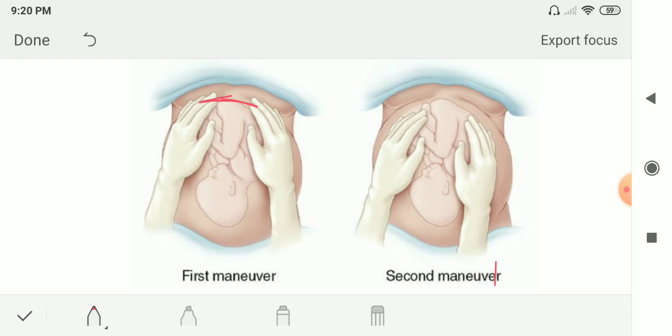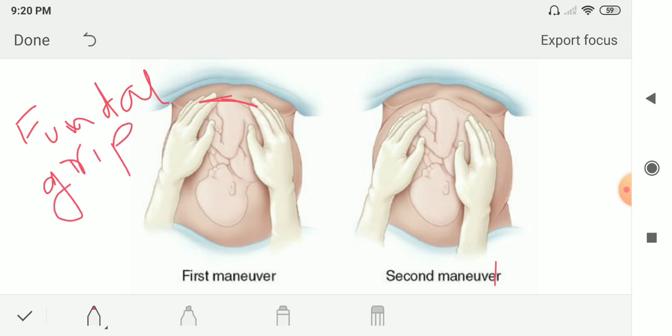In this condition, we can say that the fetal head is toward the fundus and the fetal lie is not vertex; it may be a breech presentation because the head is upside. So it is called the fundal grip, the first one.